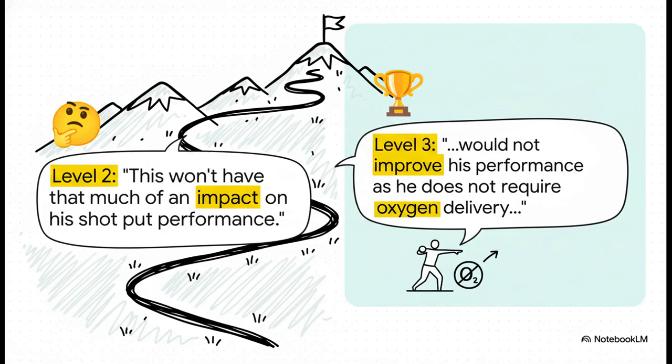But look at the stronger response on the right. It explains why. It says this is from aerobic exercise, and shot put is anaerobic, so it's not useful because he doesn't need that increased oxygen delivery. See the difference? It's that specific detailed reasoning that makes all the difference.